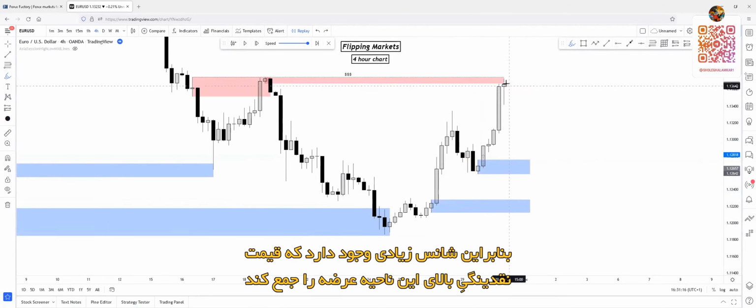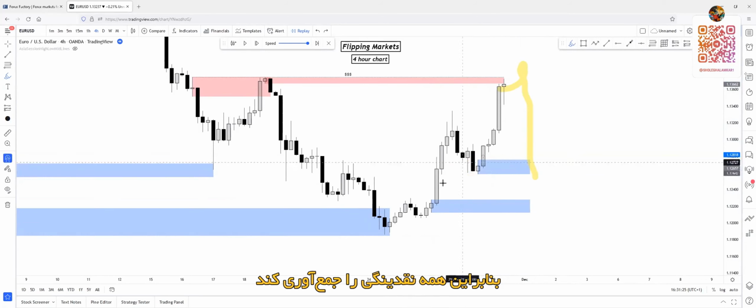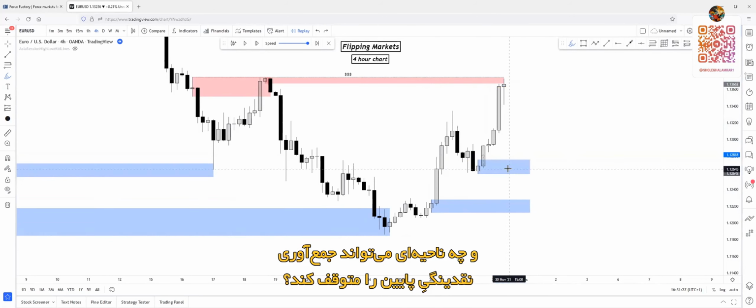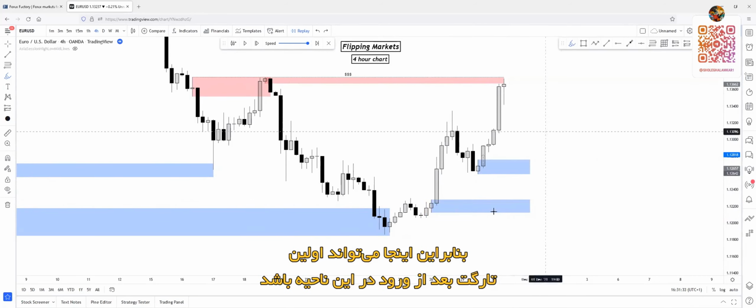So price has a great chance to sweep the liquidity from above this supply zone. After the reversal, sweep the liquidity from below this demand zone. So sweep all of the liquidity. And what could hold the price after the downside liquidity sweep? This demand zone could easily hold the price, right? So this could be your first target after the entry on this region.